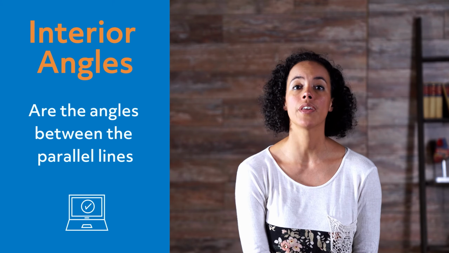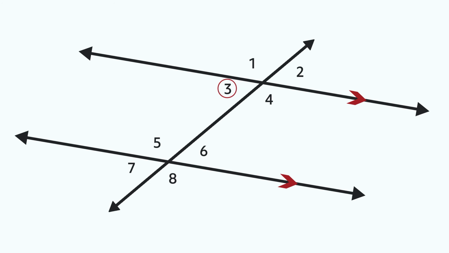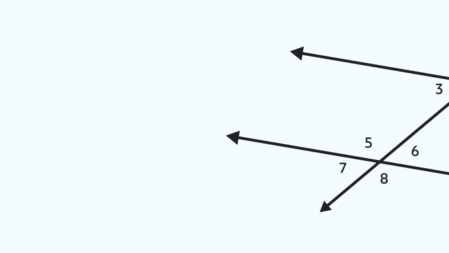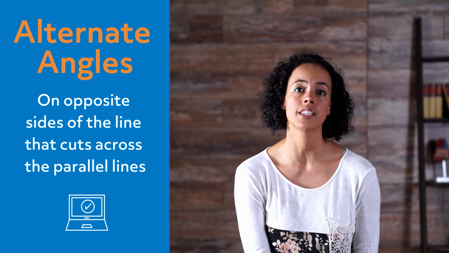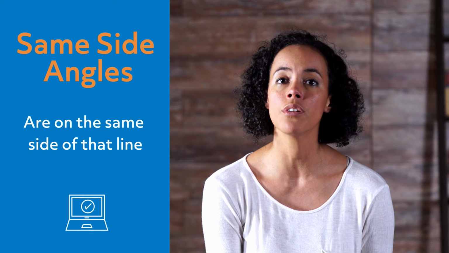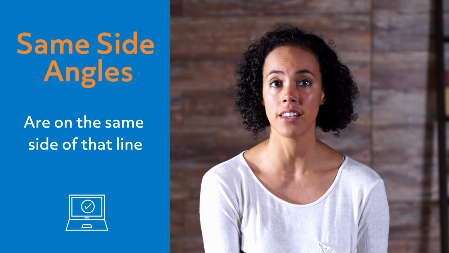Interior angles are the angles between the parallel lines. In this case, that's angles 3, 4, 5, and 6. The exterior angles are the ones that, you guessed it, are not between the parallel lines. So angles 1, 2, 7, and 8 are exterior angles. Alternate angles are angles that are on opposite sides of the line that cuts across the parallel lines. And same-side angles are angles that are on the same side of that line, of course.